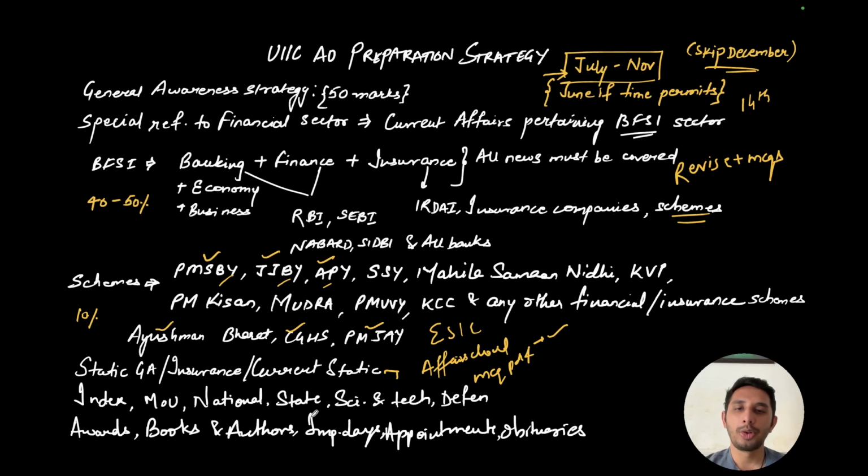Then index, MAU, all the other things: national, state, science, tech, defense, awards, books, authors, obituaries, appointments, important days. You should try to cover these also, because a few questions can come from here. Apart from the above, 20 to 40% of questions will be from here. All right. So you need to cover this as well. So this is for the general awareness strategy. I hope you have understood whatever I've spoken.